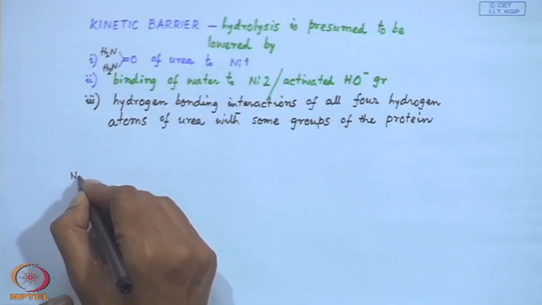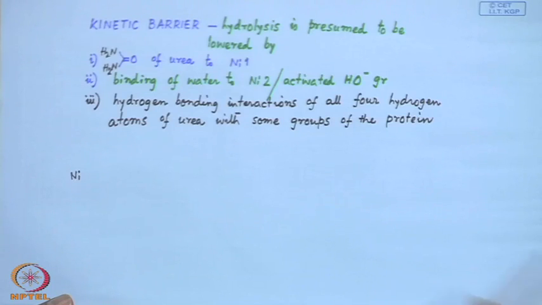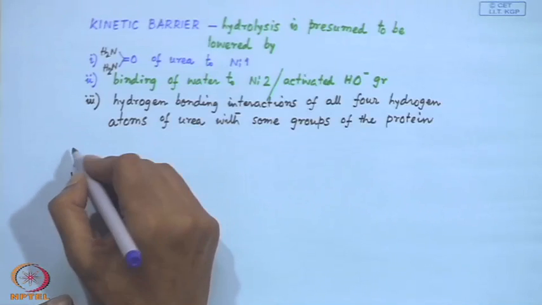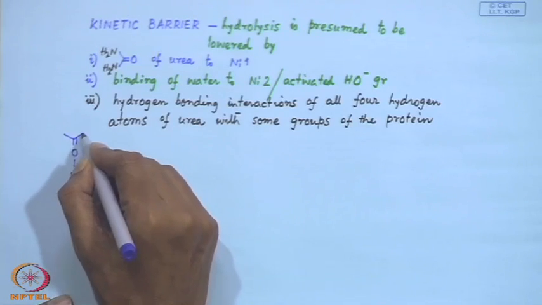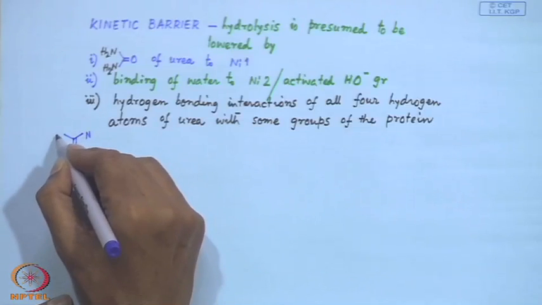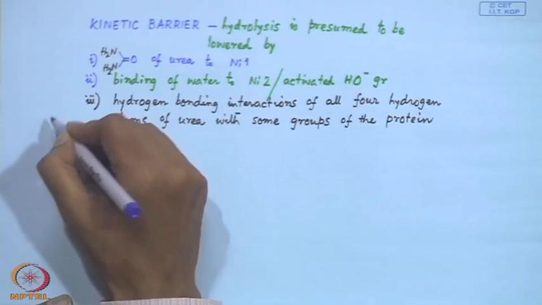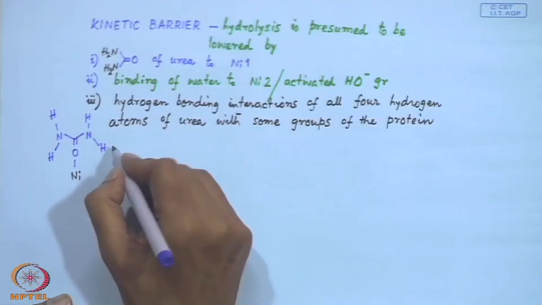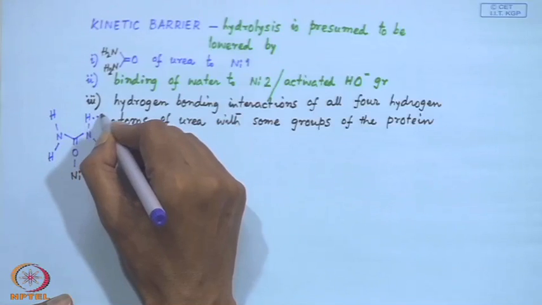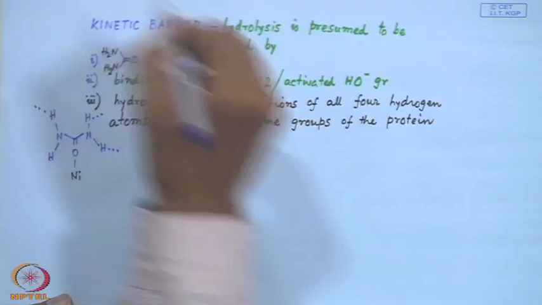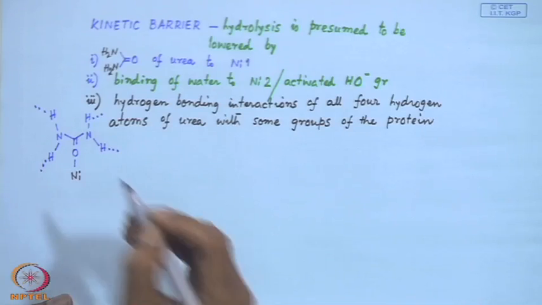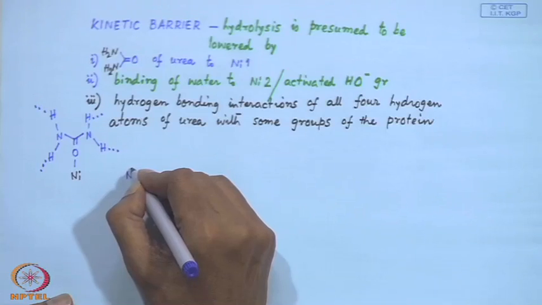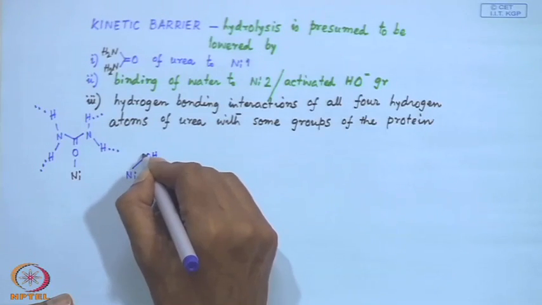So, if we have the nickel, one nickel will be responsible for binding your carbonyl function, and these hydrogens will show hydrogen bonding interactions with some other groups of the protein envelope. And the second nickel center will have the OH group.